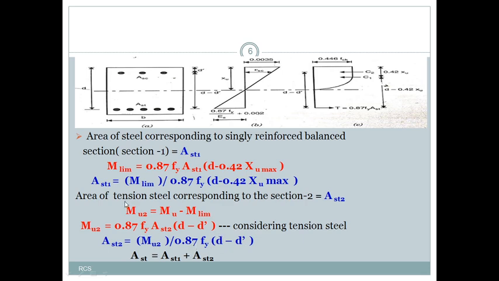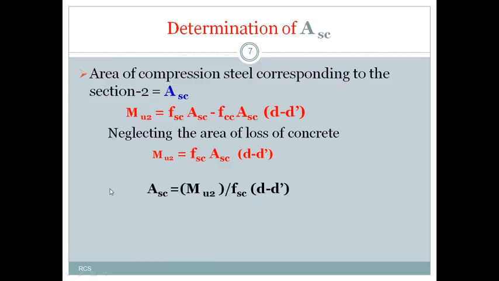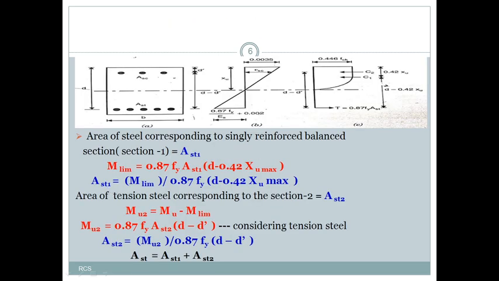So now we have obtained from section 1 the area of tension steel as Ast1, and from section 2 as Ast2. If you want to know the total tensile reinforcement in a doubly reinforced beam, by adding Ast1 and Ast2 we will get that. So finally Ast equals Ast1 plus Ast2. So this is how we calculate the area of tension steel in a doubly reinforced section.